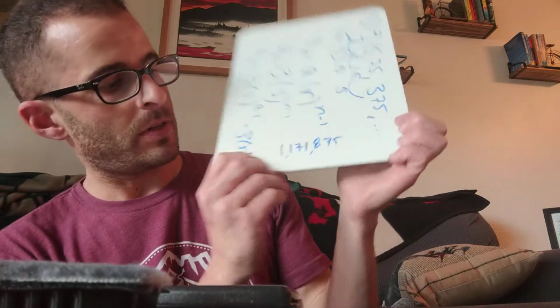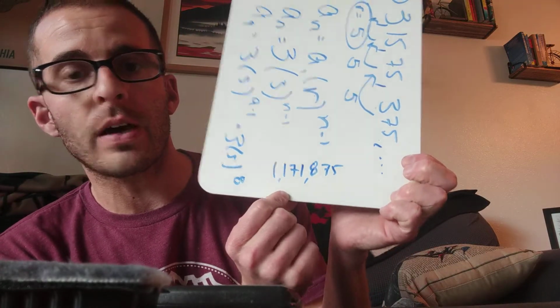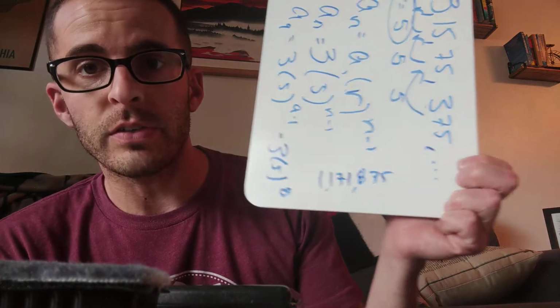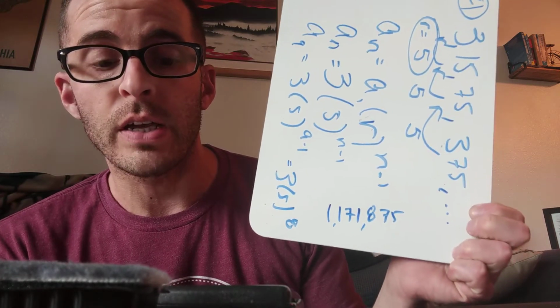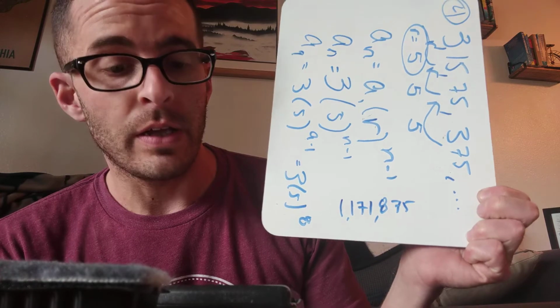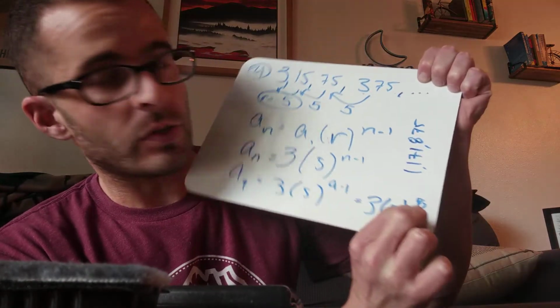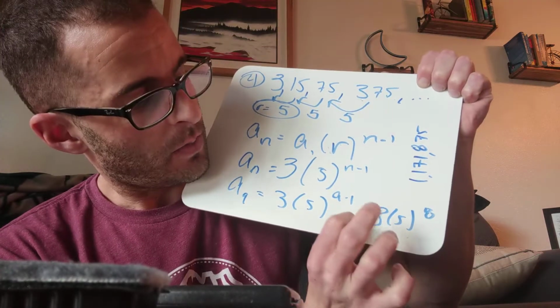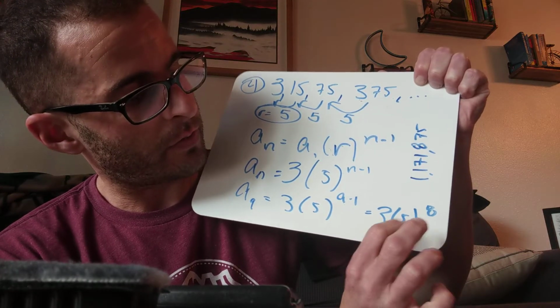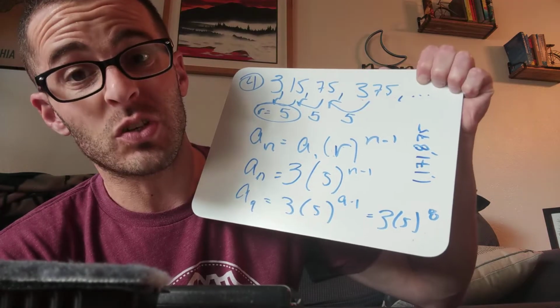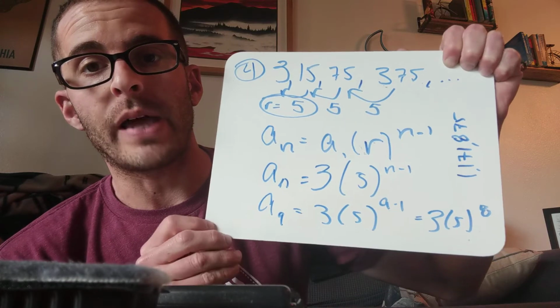Did you get 1,171,875? Because if you did, that is the correct answer. If not, check to see what you plugged in. If you did 9 minus 1 already in your head, when you plug this in your calculator, 3 times 5 caret 8, it should just work out. But maybe something happened.